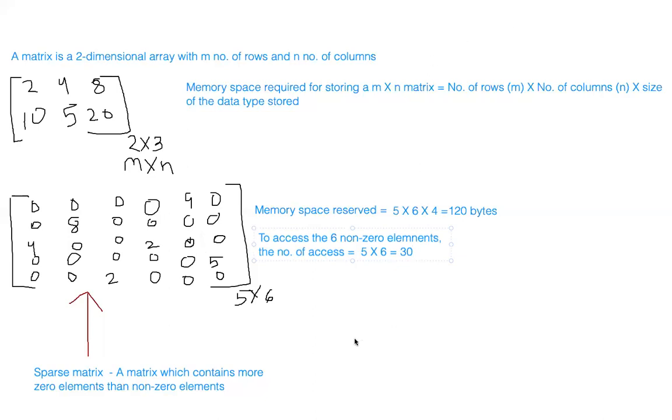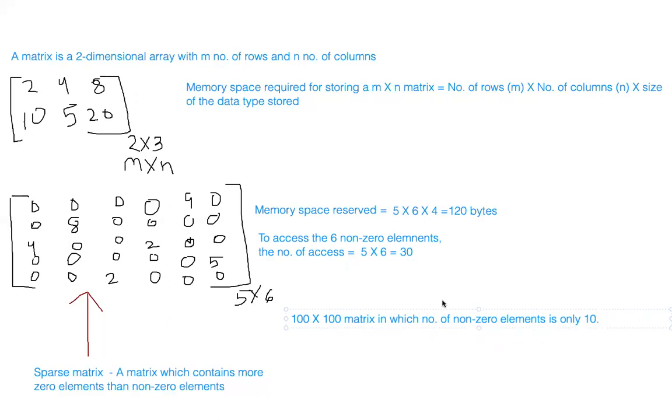Because this matrix is of very small dimension, 5 cross 6, only 24 memory spaces are getting wasted. But if we think of a matrix of dimension, suppose, 100 cross 100, in which the number of non-zero elements is only 10, we can imagine how much of the memory space is getting wasted, 90% of the memory space which we are going to use for this matrix, because of storing only 10 non-zero elements.